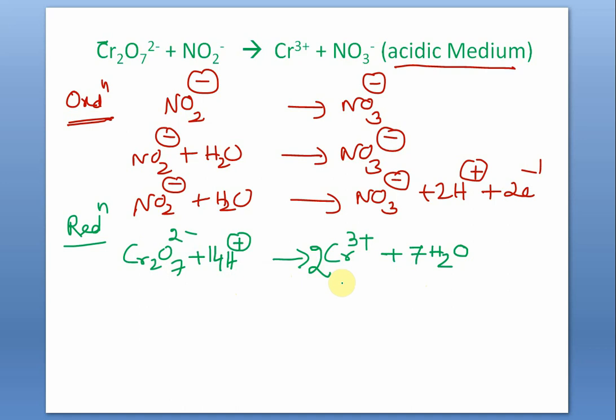Here it is neutral. So this is +6, this is +12, and reduction is the gain of electron. So you have to add 6 electrons. So +12 -6 is +6, and here also +6. So the 2 sides now have equal charge. So the reduction step is finished in one go.